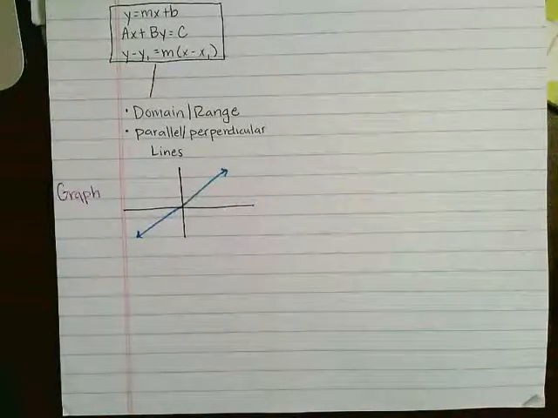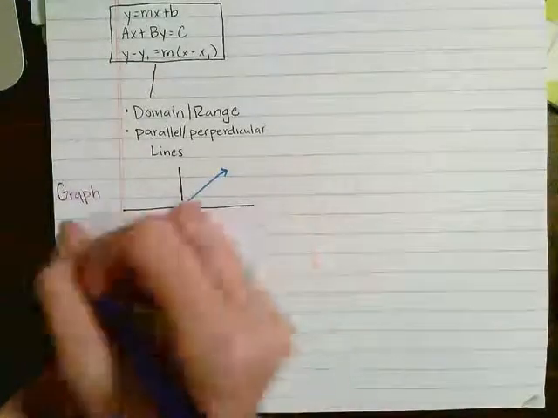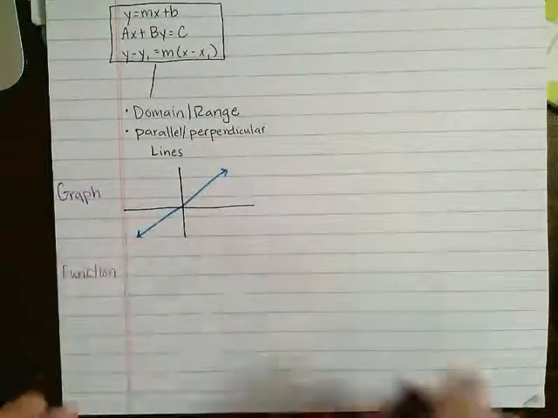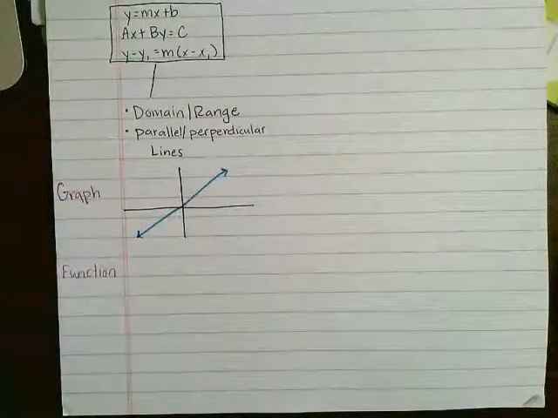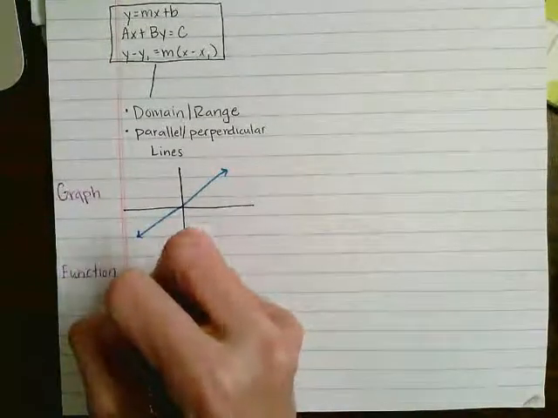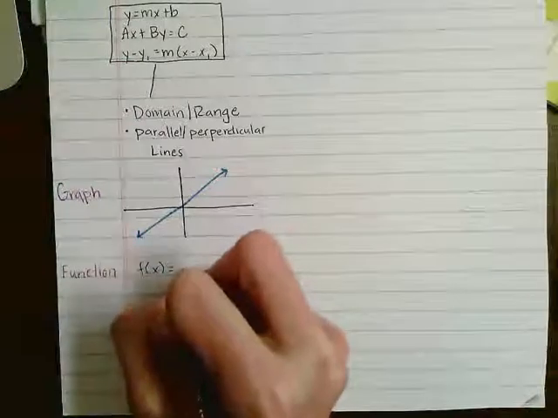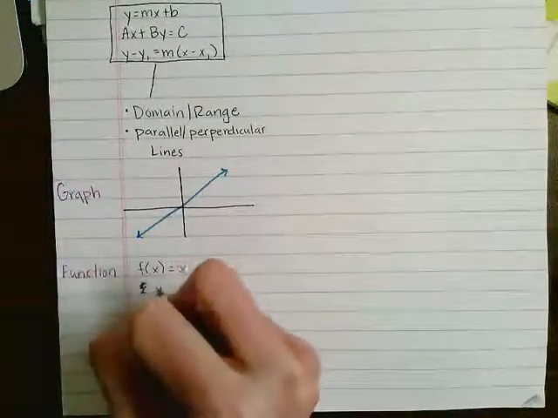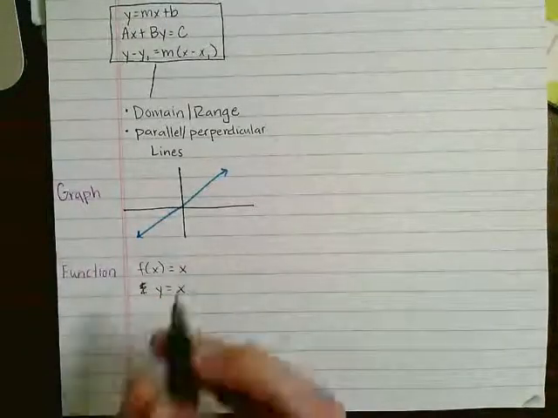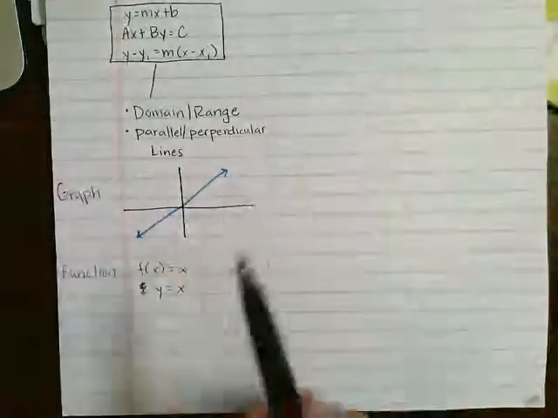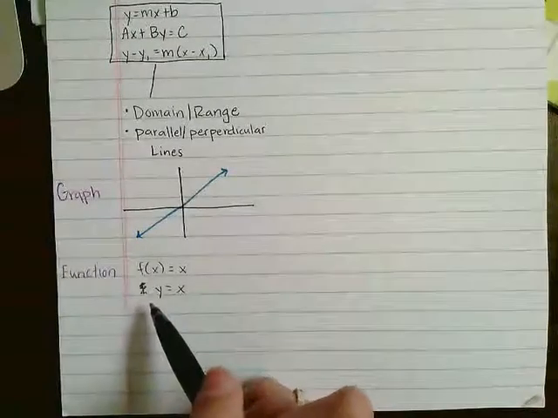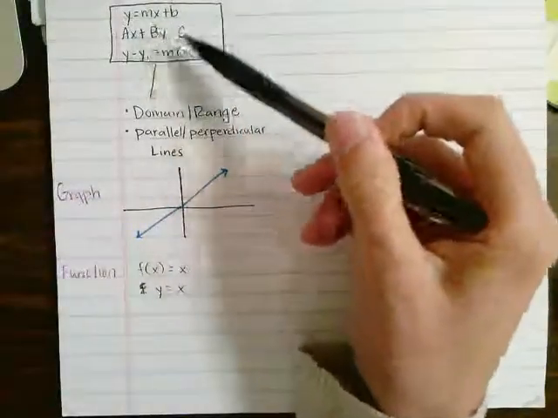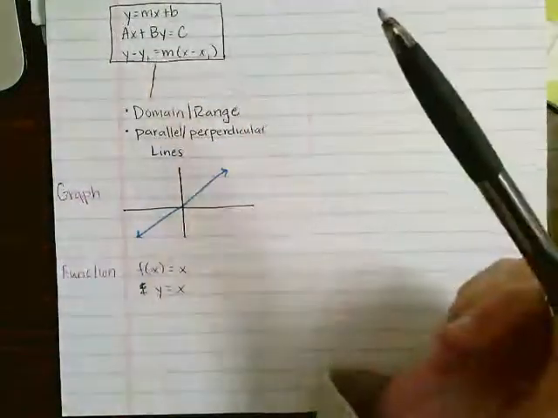Now, I also want us to look at the function. What does it look like? You could see it in two different ways. You could see it as f of x equals x, or you could see it as y equals x. That's your function notation that we did up here. So you've got f of x equals x, and that's your parent function, y equals x. And then you, of course, can have it in these three different forms also.